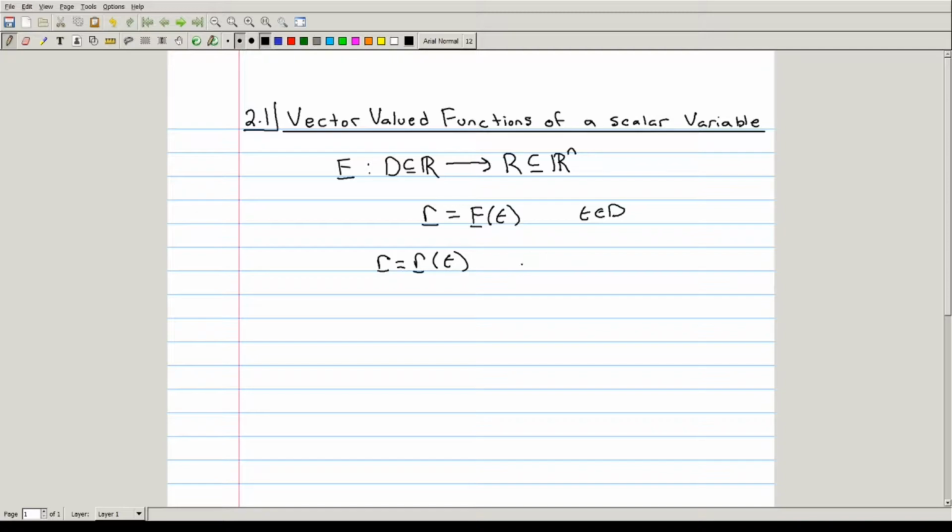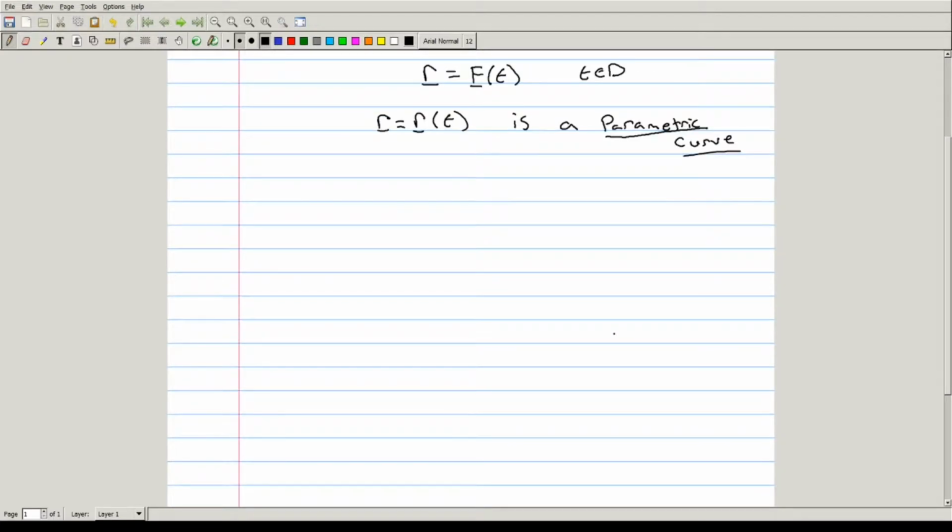R of t is a parametric curve, or some curve in n-dimensional space. In most of the examples that we'll talk about will be in 3D space, but this concept can be applied in any number of dimensional spaces. So really, we want a nice way of writing down exactly what this parametric curve looks like.